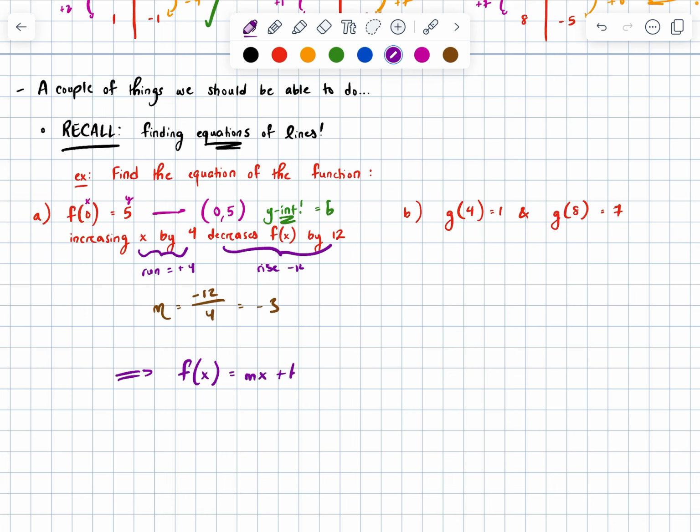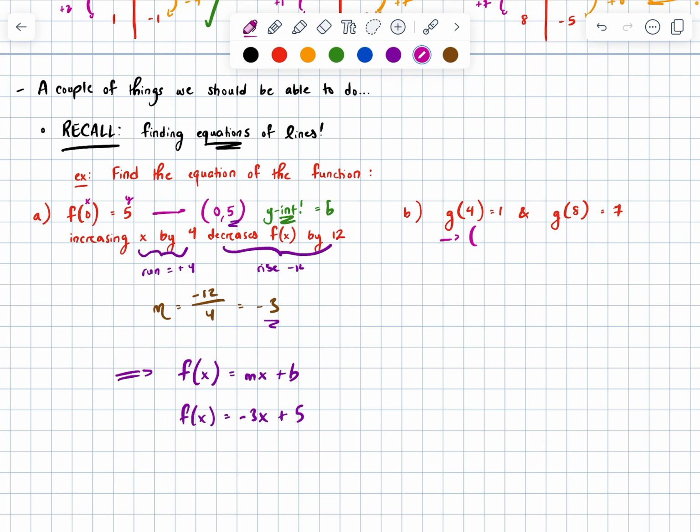Well, I know in general, my function notation is f of x equals mx plus b. Here, I know my value of m from up above, that's -3x, plus my value of b, which we've identified as 5. And now, let's take a look at our g function.